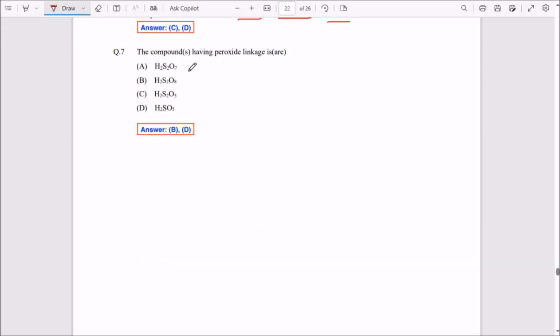Next, the question on compounds having a peroxide linkage. Option B, H2S2O8, is a correct option. Option D, H2SO5, is a correct option, students.